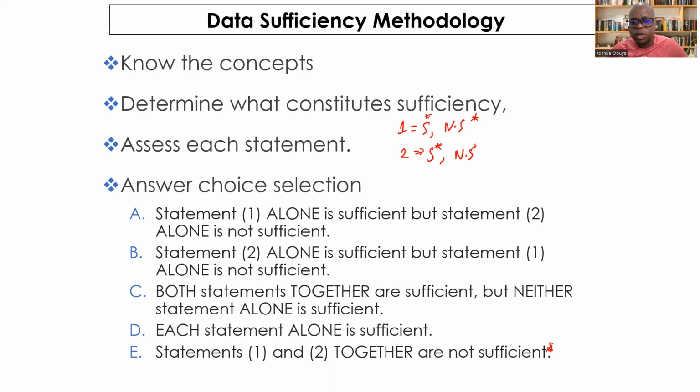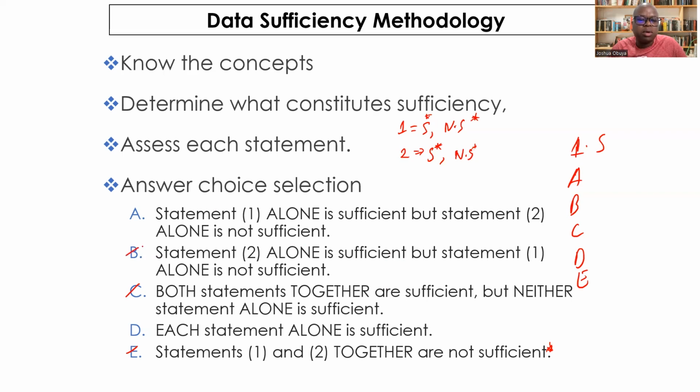So the biggest challenge students face is the approach toward answer selection. Let's say you assess the first statement and find it to be sufficient. Then what you really do is cross off answer choices. Let's say you have answer choices A, B, C, D, and E, as given here. If 1 is sufficient, which answer choices will you cross out? C and E. That is the first thing you'll cross out.